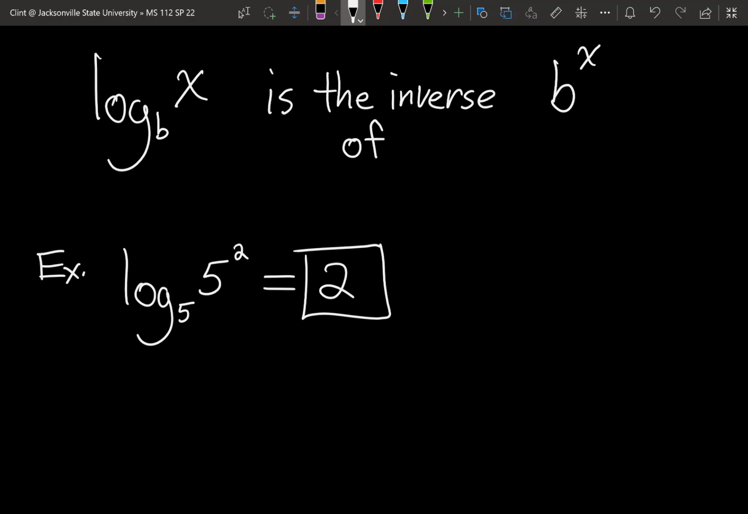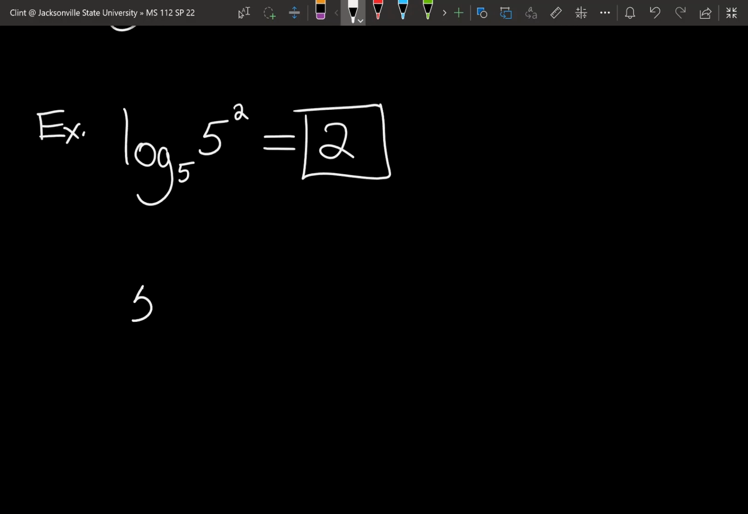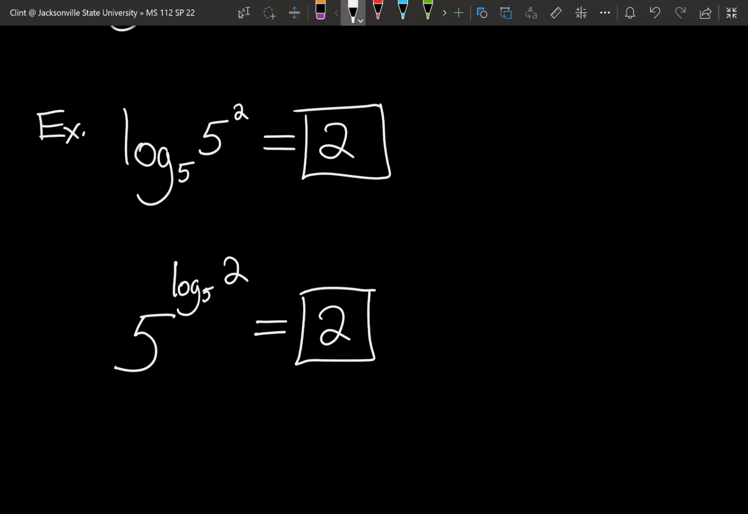And we could do it the other way around. This one looks weirder. We could say 5 to the log base 5 of 2. So this is like a base, let me write it real big, and the log's up there in the exponent. You don't run into that as much. It looks weird. But in that case, the exponential base 5 and the log base 5 would cancel each other out, and that would still be 2.